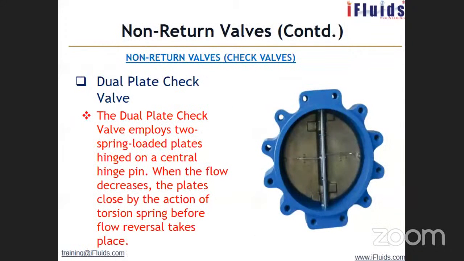Dual plate, the name itself says there are 2 plates. Okay, you can see 2 plates spring loaded, and the dual plate check valve employs 2 spring loaded plates hinged to a central beam or hinge pin. And as the flow decreases, the plates close by the action of the torsion spring. It's mechanically actuated by the spring loaded torsion springs. The flow reversal will not take place.